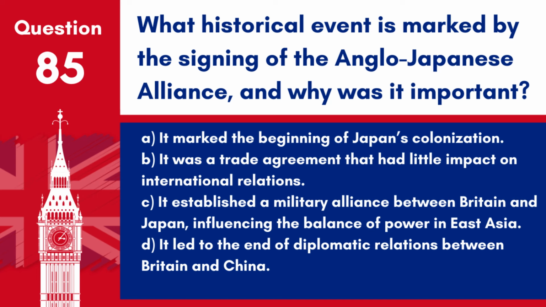Answer. C. It established a military alliance between Britain and Japan, influencing the balance of power in East Asia. The Anglo-Japanese alliance, signed in 1902, was significant as it recognized each country's territorial rights in East Asia and aimed at curbing Russian expansionism in the region, thus affecting the geopolitical landscape of East Asia.